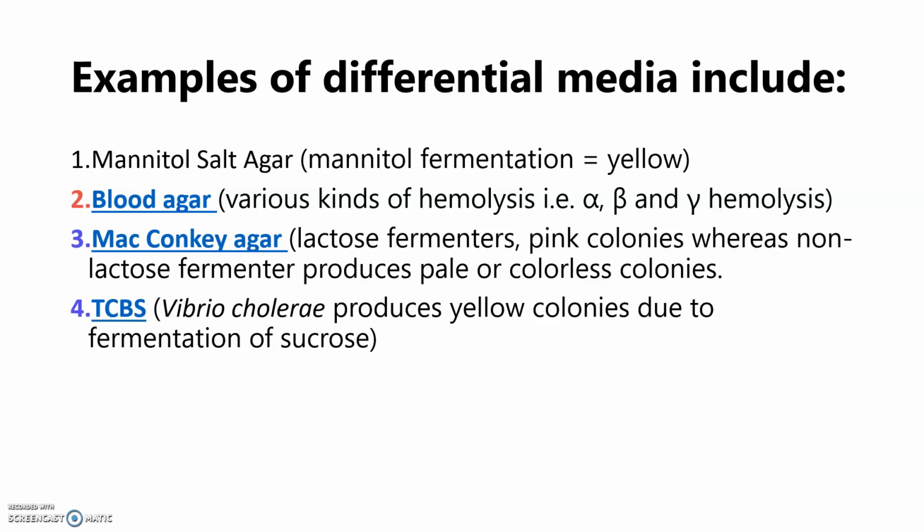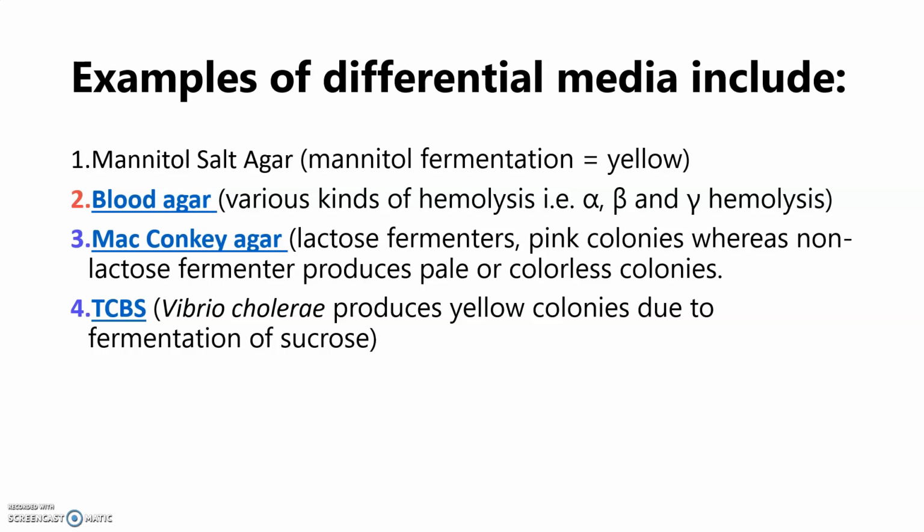For example, alpha hemolysis, beta hemolysis and gamma hemolysis. There are certain bacteria that undergo only alpha hemolysis. So if the plate contains alpha hemolysis, we can identify that the bacteria belonging to alpha hemolysis are this and this. So we can identify which type of bacteria is present, like that.